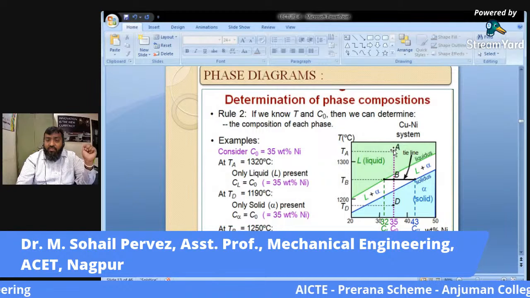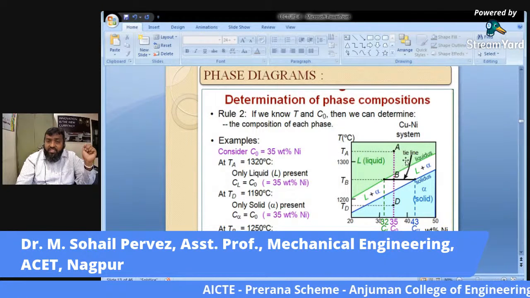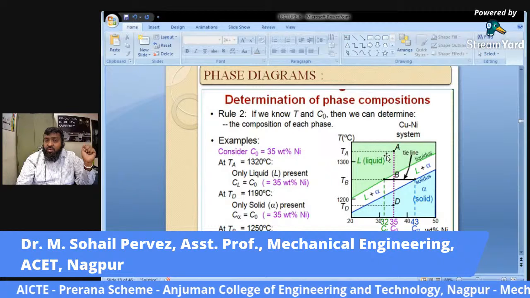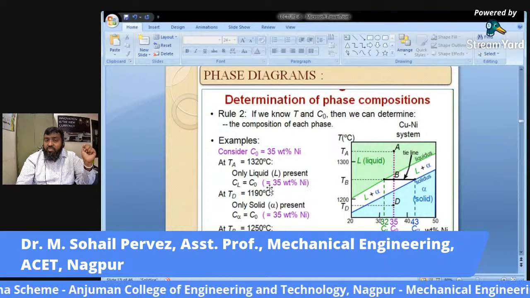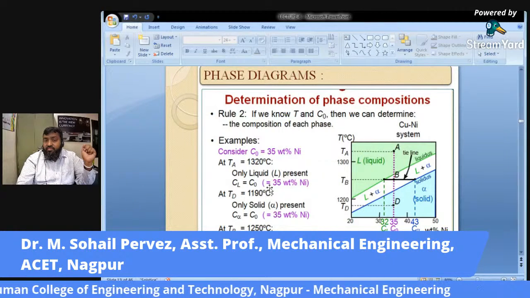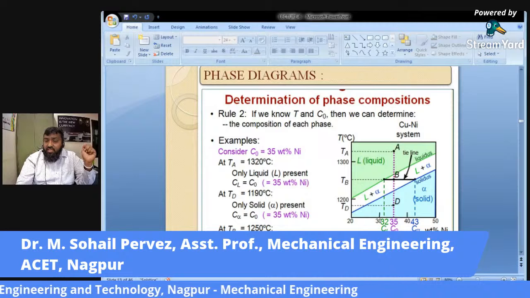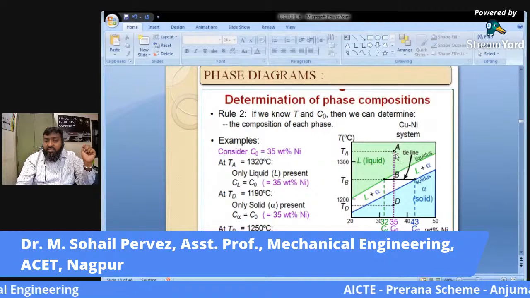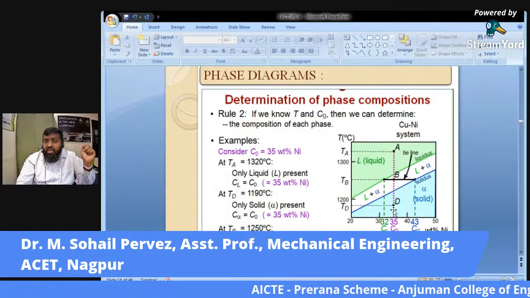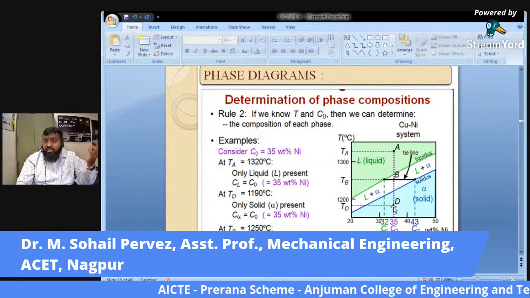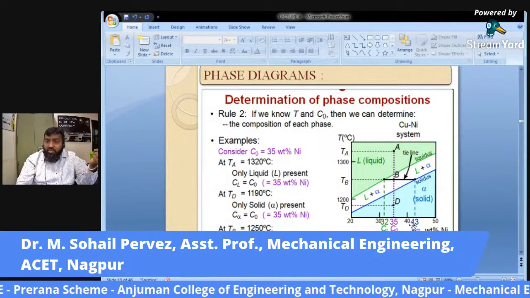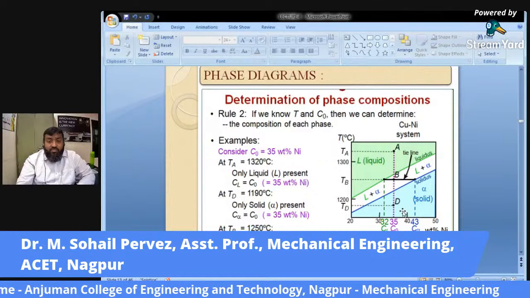So this is point A. Only liquid phase is present. Now when we say liquid phase is present, by percentage weight Ni would be 35. In this case, this CO will obviously equal CL, liquid phase, because it is at liquid phase. At D, this CO will be C alpha, that is C solid. So at A and D, it would be liquid and solid respectively.